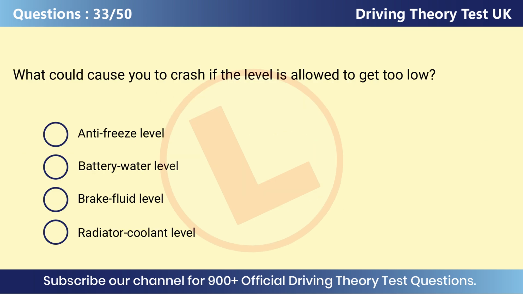Question 33. What could cause you to crash if the level is allowed to get too low? A. Antifreeze level. B. Battery water level. C. Brake fluid level. D. Radiator coolant level.